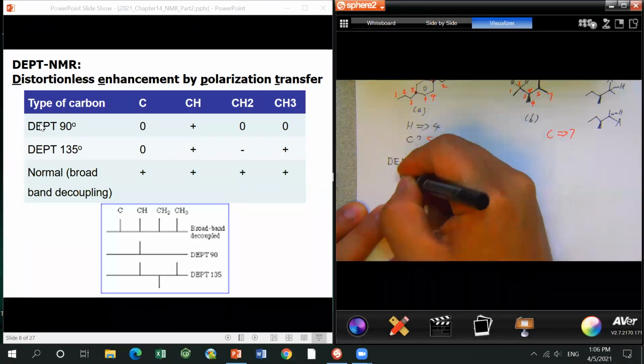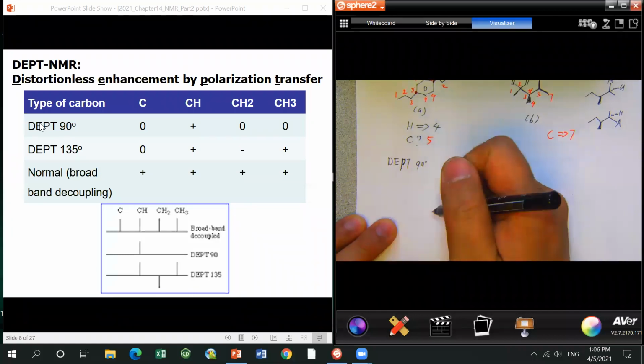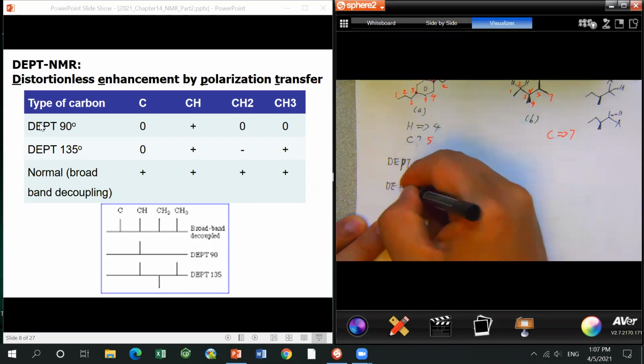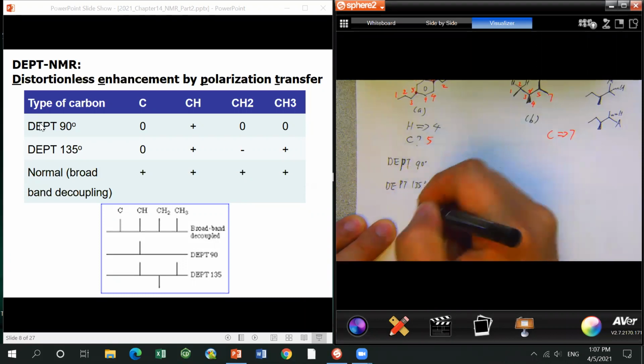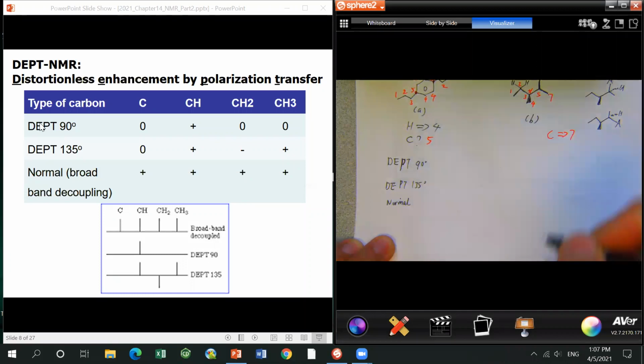DEPT 90, okay. DEPT 135, okay. And the last one, no more, is the carbon NMR. Quite often people also call this the broadband decoupled carbon NMR, just the carbon NMR we already learned, okay. So that's three carbon NMR experiments that relate to each other, okay.